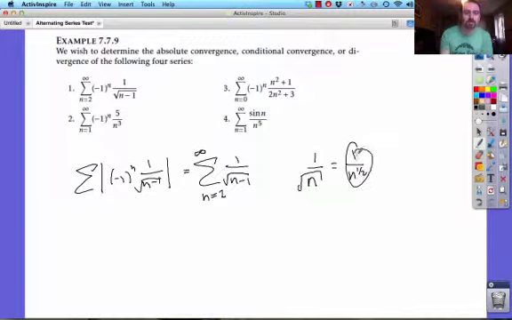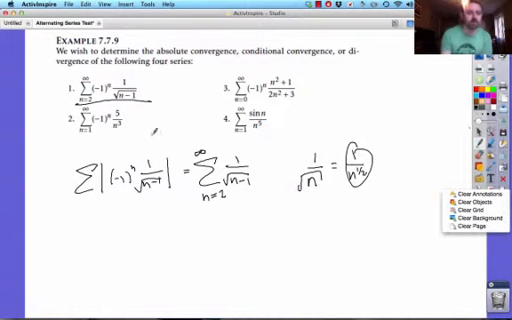This is divergent because p is less than 1. So the original series is convergent, but the absolute value of this series is divergent, so this is what we call conditionally convergent. Let's take a look at the second one.